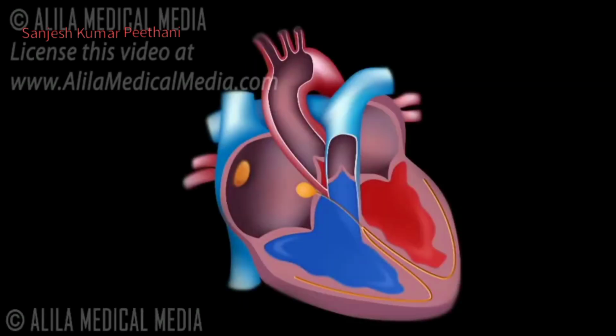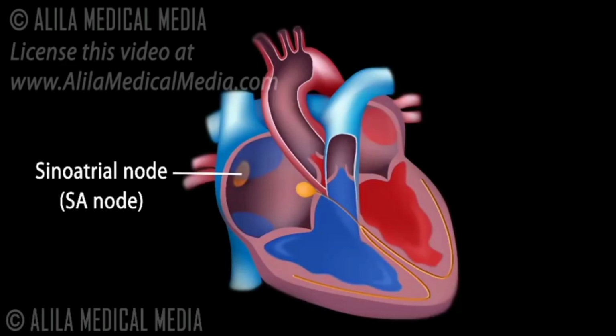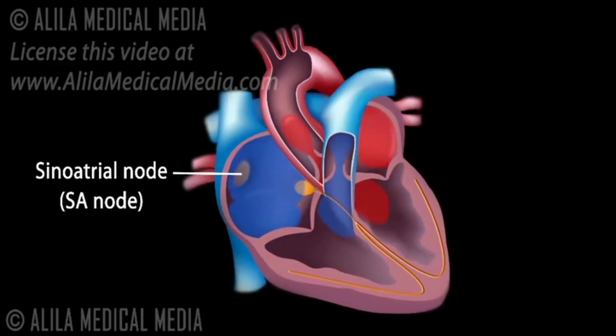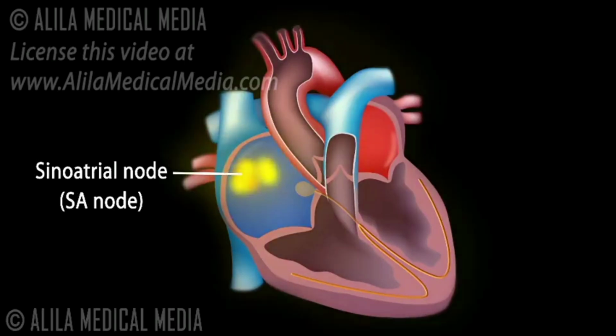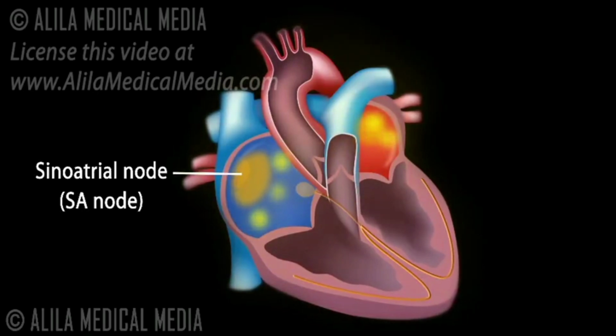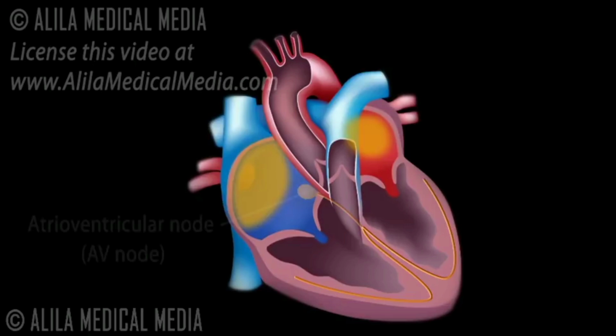The cardiac conduction system consists of the following components. The sinoatrial node, or SA node, is located in the right atrium near the entrance of the superior vena cava. This is the natural pacemaker of the heart. It initiates all heartbeats and determines heart rate. Electrical impulses from the SA node spread throughout both atria and stimulate them to contract.